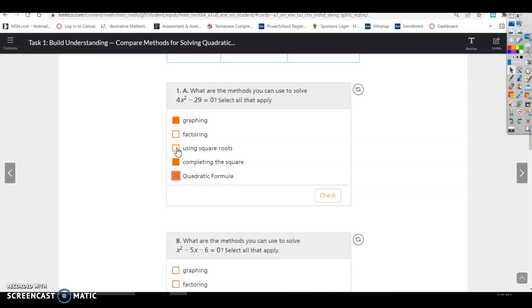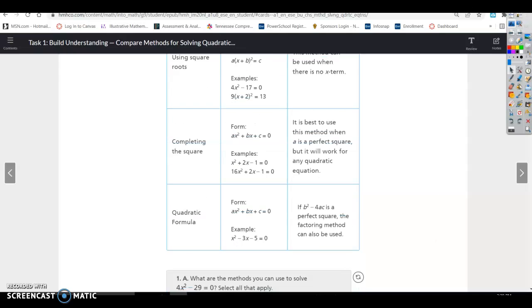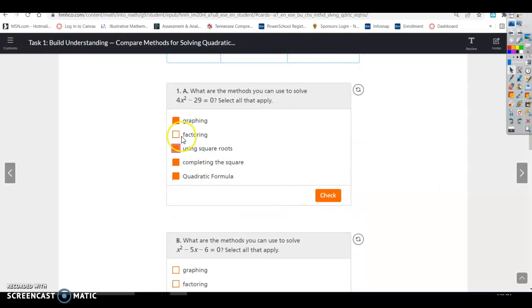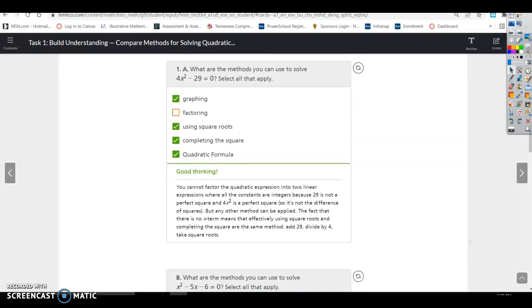Wait a minute, I can use square roots because there's no b term. So I went up here and looked. This method can be used when there's no x term. So when there's no middle term, that means there's only one variable. So that means you can use square roots. All right, so that should be correct.